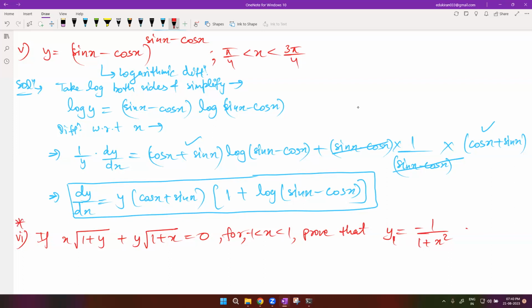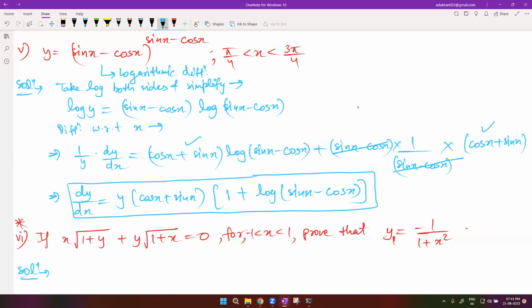First of all, this is an important question. It has already been asked in your CBSE board exams. Very good question. So an equation is given, x into root over 1 plus y plus y into root over 1 plus x. What you need to do is find dy by dx, or basically y1, and prove that the value of y1 is minus 1 upon 1 plus x square.